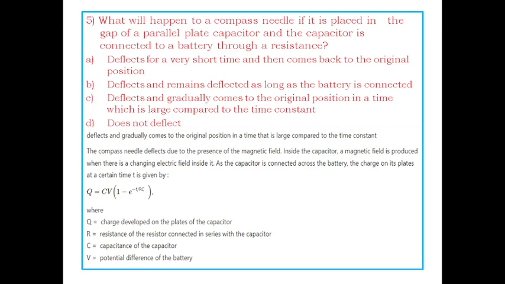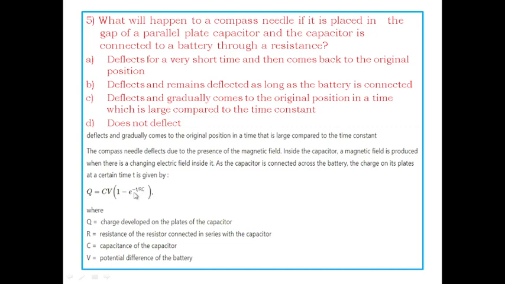The magnetic field is produced when there is a changing electric field inside it. As the capacitor is connected across the battery, the charge on its plates at a certain time is given by Q = CV(1 - e^(-t/RC)). Here R is the resistance connected in series with the capacitor, and C is the capacitance value. The charging parameter depends on this R and C, and we denote it as tau.